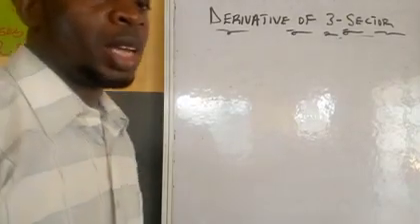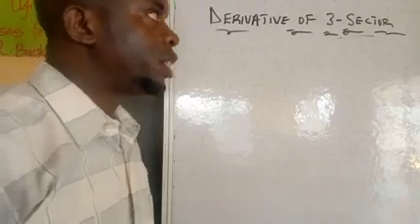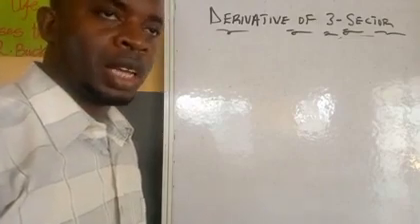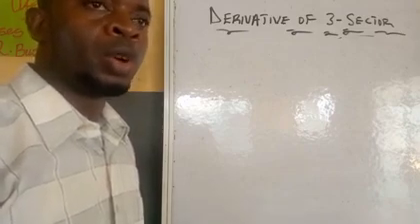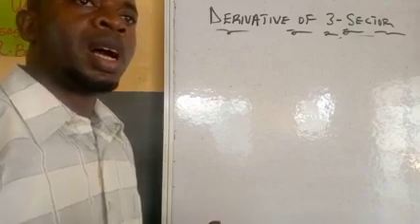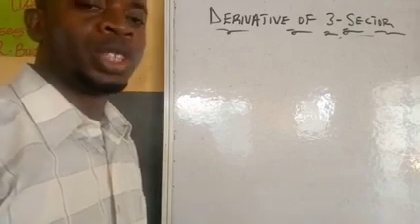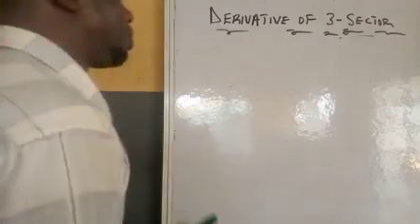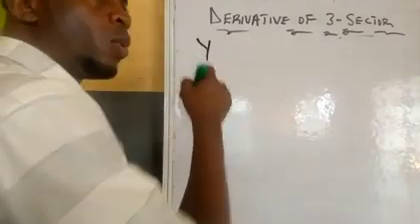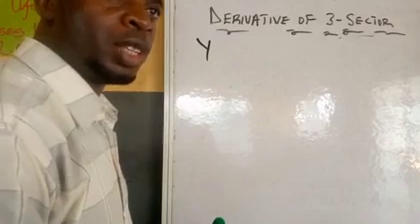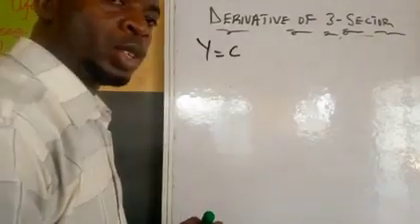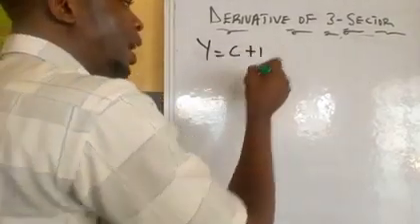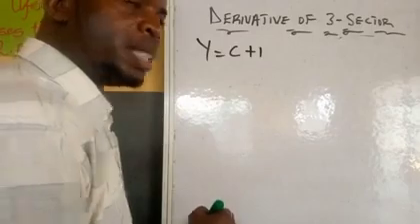Hello class, today we'll be looking at the derivation of the three-sector model of national income. When you're talking about the three-sector model of national income, you are looking at an economy where there are three constituents, just like this. Y represents aggregate expenditure of the economy. C represents private consumption. I represents private investments.